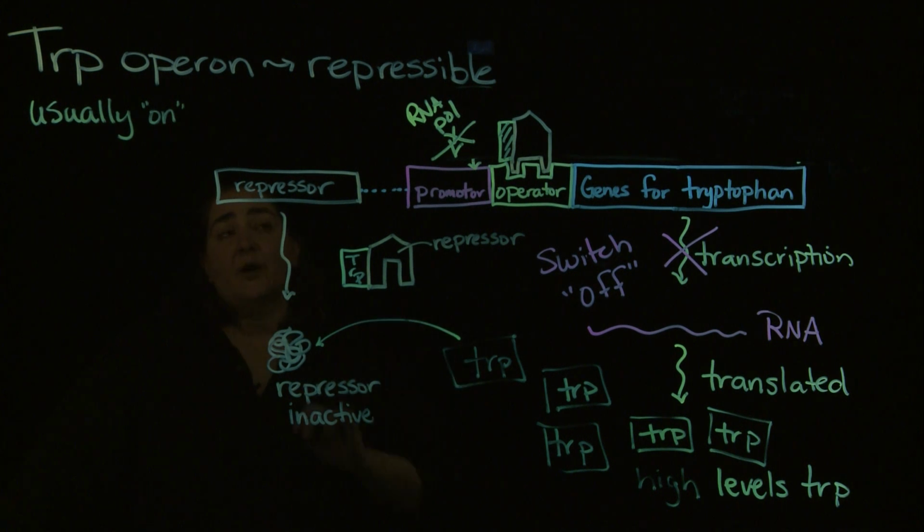In the case of our Tryptophan, normally on. When you've got high levels of tryptophan, that'll trigger the repressor to bind, turn it off. So this one's usually on. You need the repressor to turn it off. Lac Operon, normally off. You need the repressor to fall away in order to turn it on. That's really the difference between something that's inducible versus repressible.